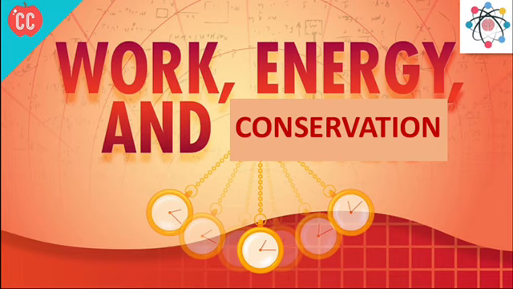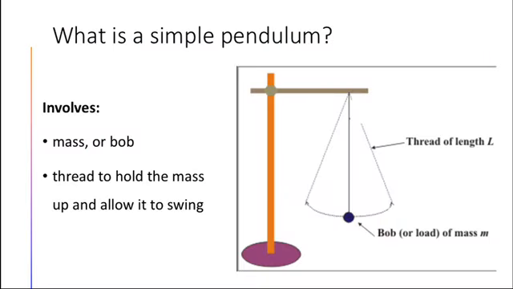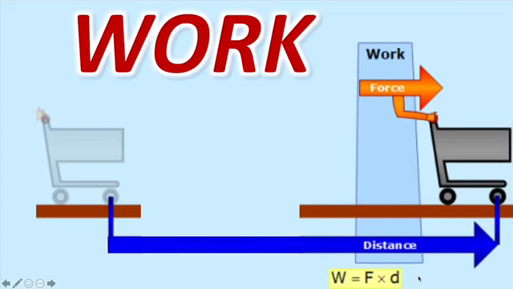Work, energy, and conservation in a simple pendulum. A simple pendulum is just a mass or a bob that's suspended from a pivot by a thread. The thread holds the mass up and allows it to swing freely. So now let's talk about work.